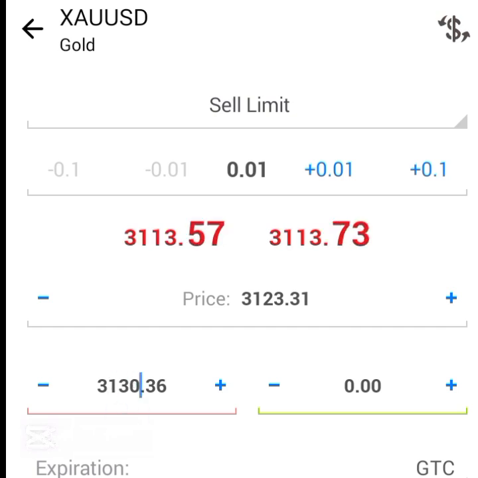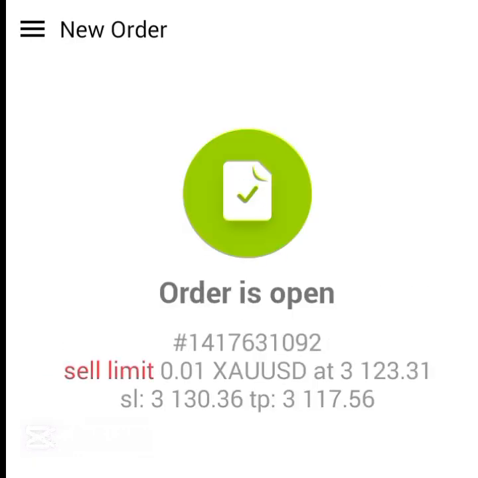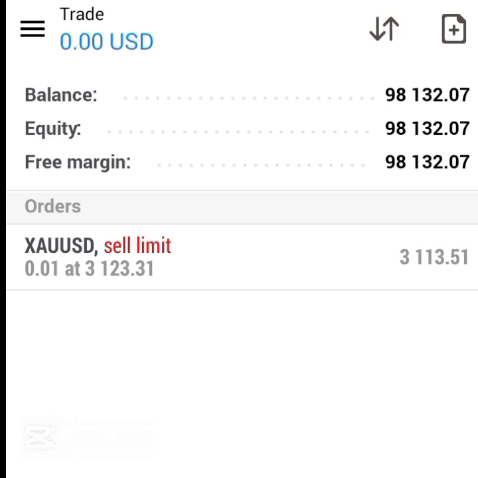And then TP1. Let's say it has three TPs. So TP1 is at 3117. So we'll place it. All right. Now, let's say it's a buy limit order. So buy limit, let's go back to the chart now.